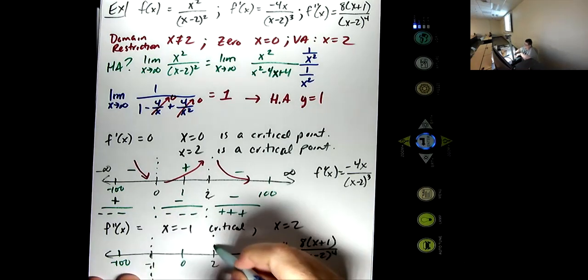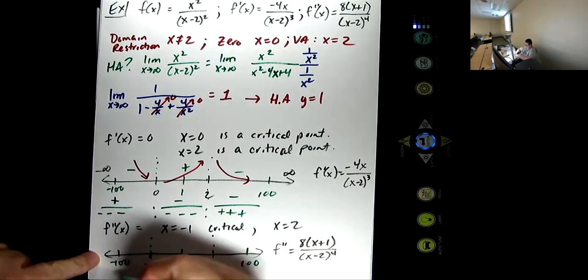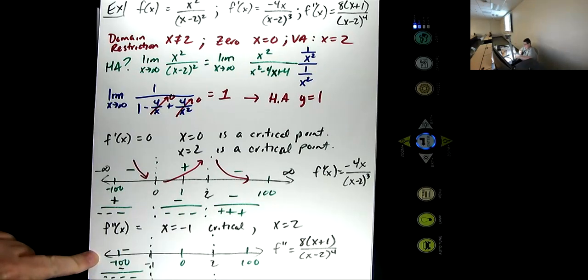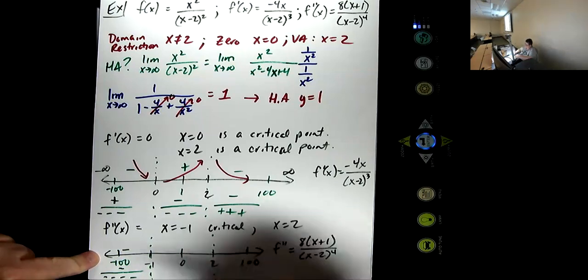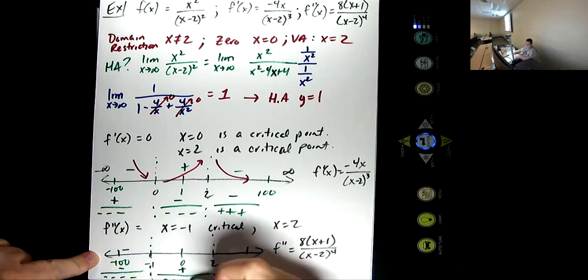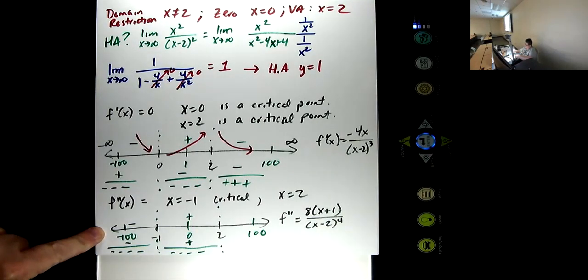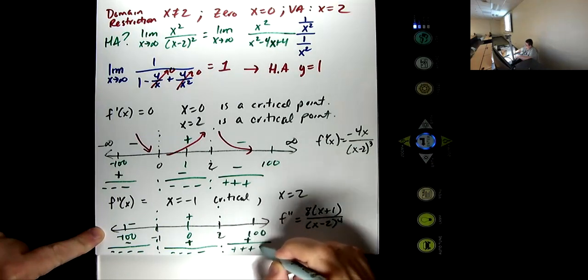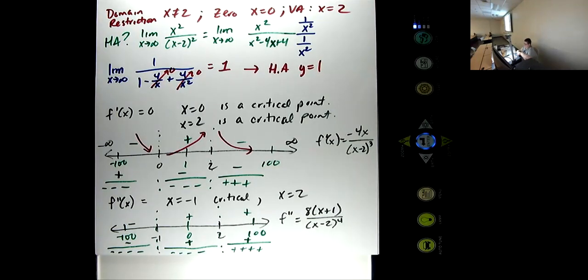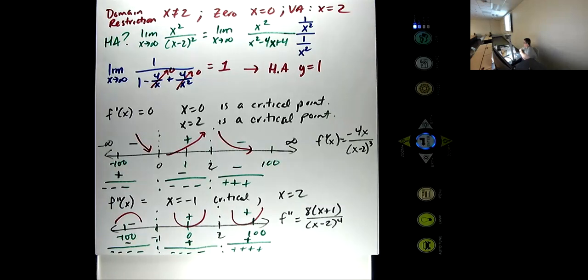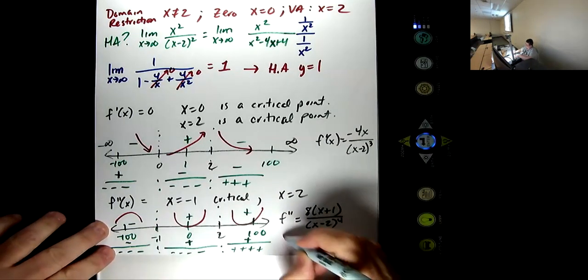All right, let's look at our concavity. We stick in negative 100, the top is negative, and I've got a negative to the fourth power on the bottom, so that's a negative. By sticking in 0, I've got a positive on top, 4 negatives on the bottom, which makes that region positive. And if I stick in 100, all of them are positive, so that's positive. So we got concave down here, concave up here, concave up here. All right. So concavity changed at x equals negative one. x equals negative one is an inflection point.